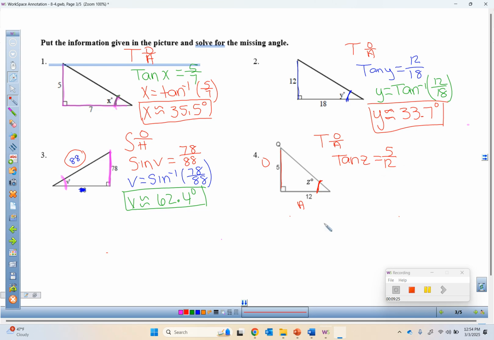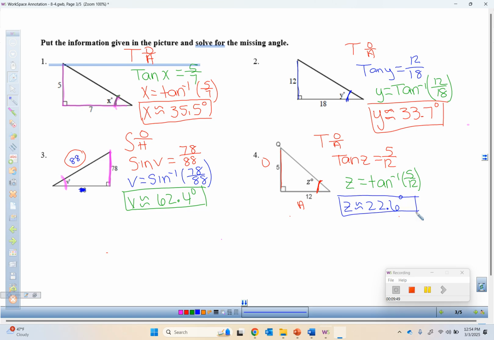Any questions on that? We good? So in my calculator, I'm going to say Z equals inverse tangent of 5 divided by 12. And what did you guys get? 22.6. 22.6 what? Degrees. Very good.